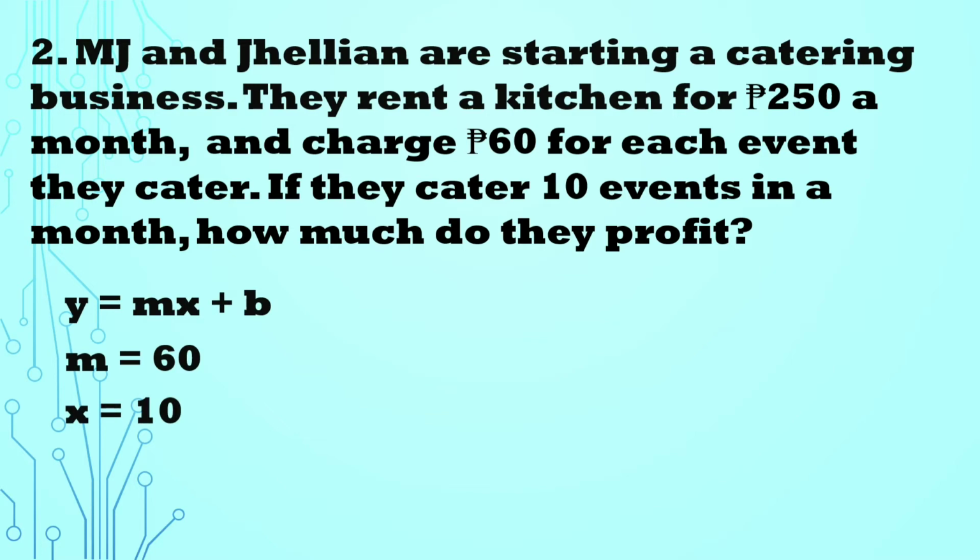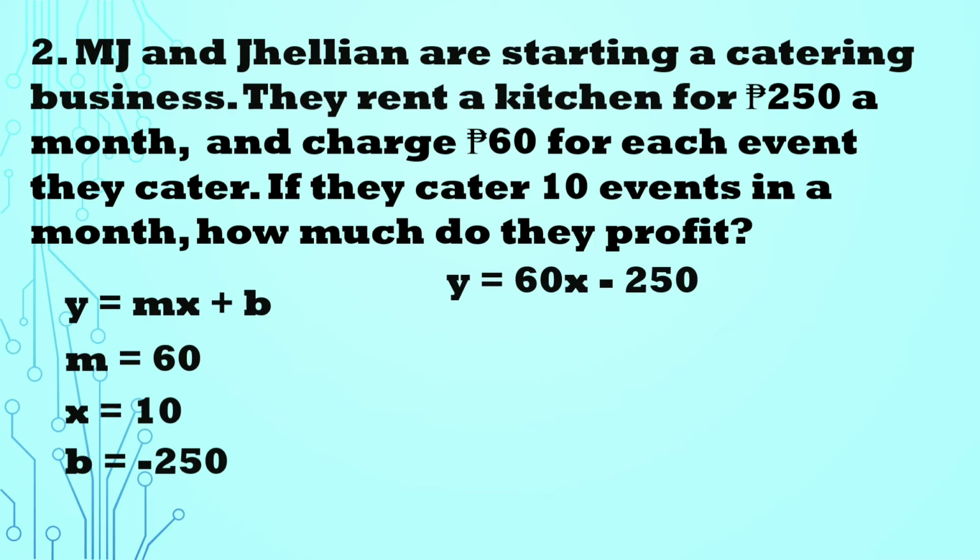Yung ating x is equals to 10. Kasi nga, makikiter sila ng 10 events sa in a month. Ayan. And syempre, ang ating y-intercept is negative 250. Bakit negative 250? Kasi po, magre-rent lang po sila. Syempre, ibabawas natin yung renta sa kitchen. Kaya negative po yung ating sign. At ang ating magiging slope-intercept form ay y equals 60x minus 250.